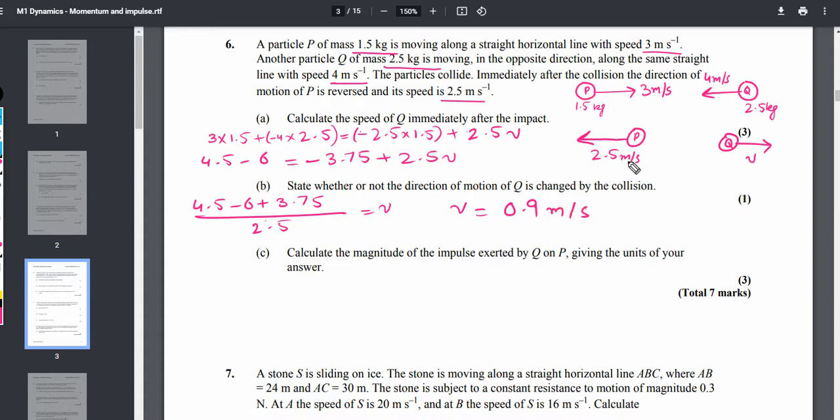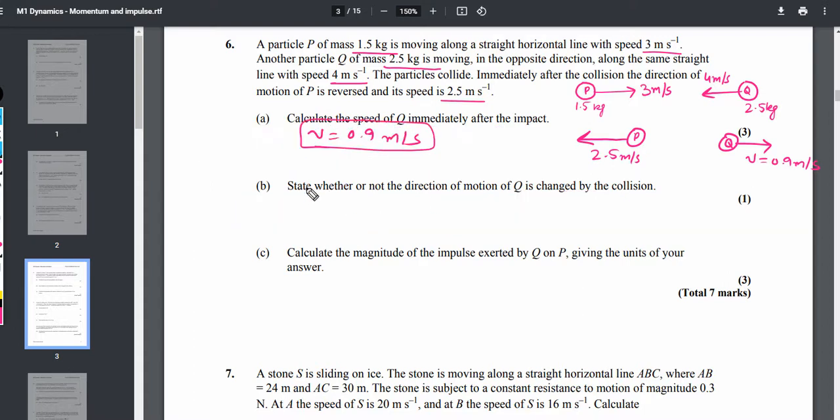So I have taken the direction to the right as positive, so it will be v equals to 0.9 meters per second to the right. So this is the value for v. Alright, so I'll just erase it and let's move on to part B.